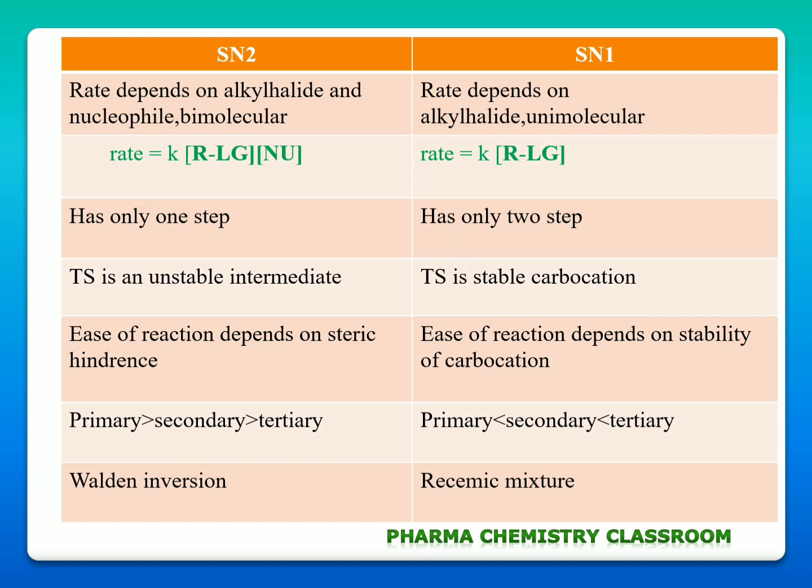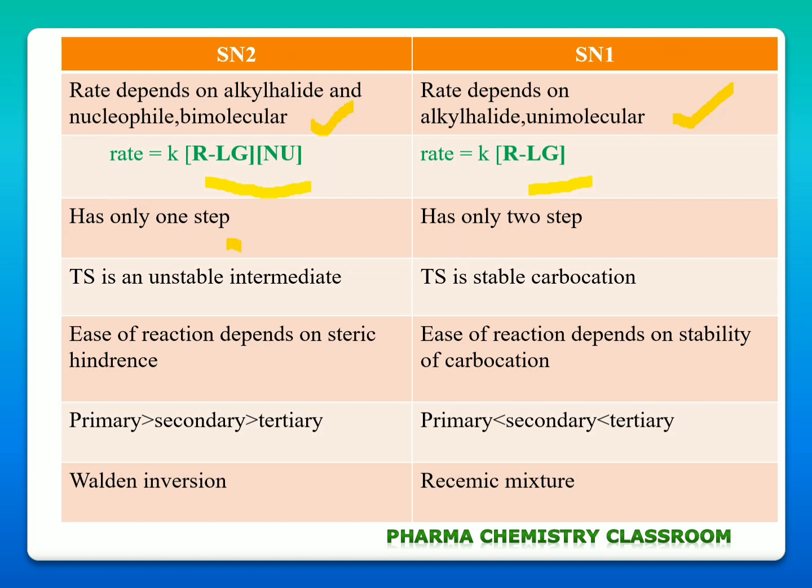Here we are going to compare SN reactions. In the first column SN2, second is SN1 reaction. The first difference is that in SN2 reaction, rate depends on alkyl halide and nucleophile, and thus it's a bimolecular reaction. In SN1 reaction, rate depends upon alkyl halide alone, nucleophile has no effect, so it's unimolecular. Rate is equal to k into alkyl halide concentration into nucleophile concentration. Here rate is directly proportional to only alkyl halide concentration.